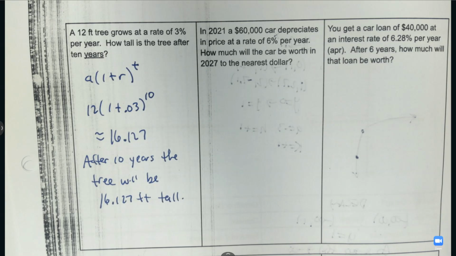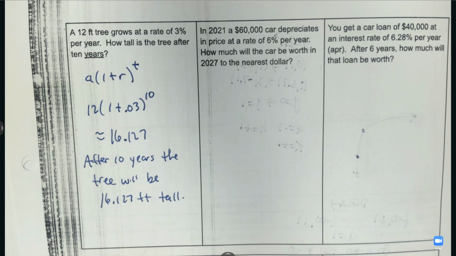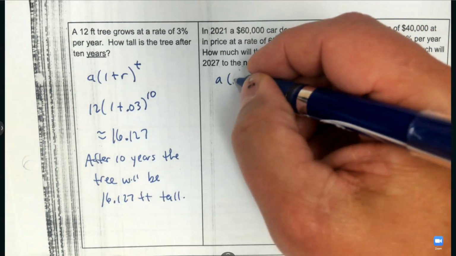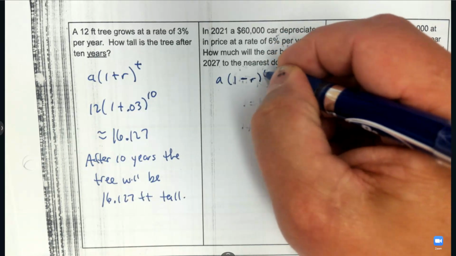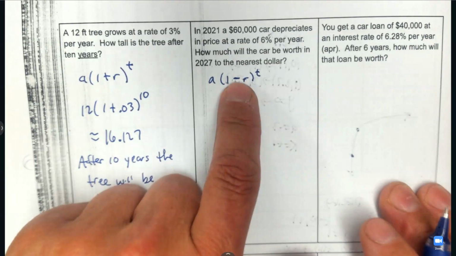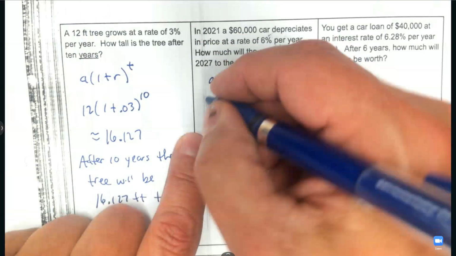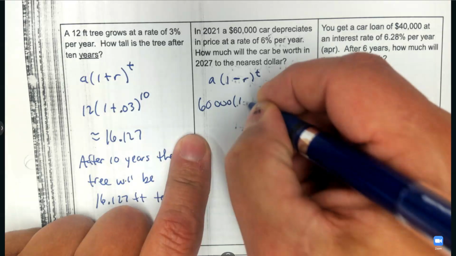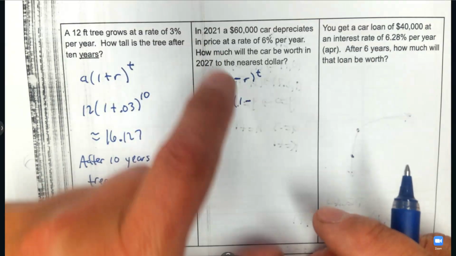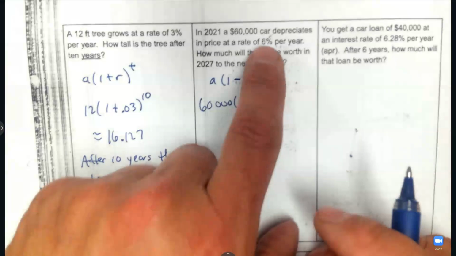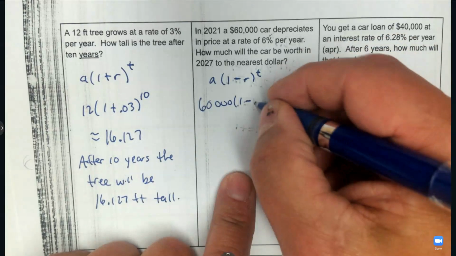Perfect. In 2021, a $60,000 car depreciates. That means it loses value in price at a rate of 6% per year. How much will the car be worth in 2027? To the nearest dollar. So we're going to use the same formula, but instead of adding, we're going to subtract because we are depreciating. So the original price is $60,000. The rate that it is depreciating at is 6%. So as a decimal, that's 0.06.